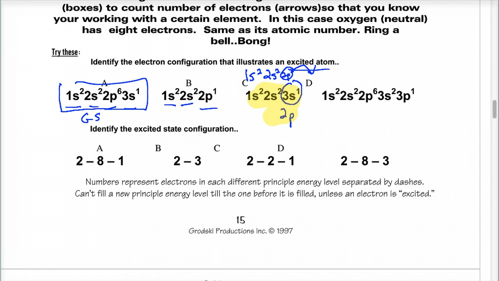Then the other one here is not excited. It goes in order: 1s2, 2s2, 2p6. It's going right in order. This is ground state.